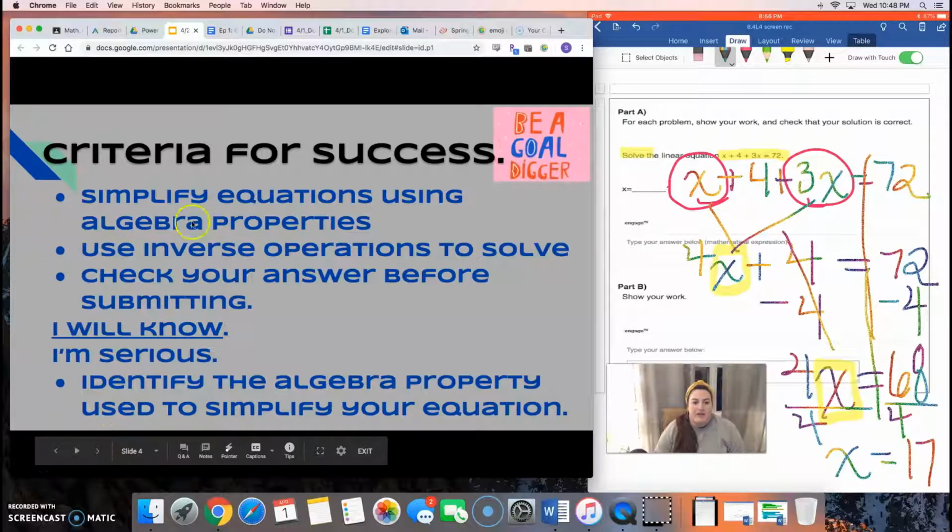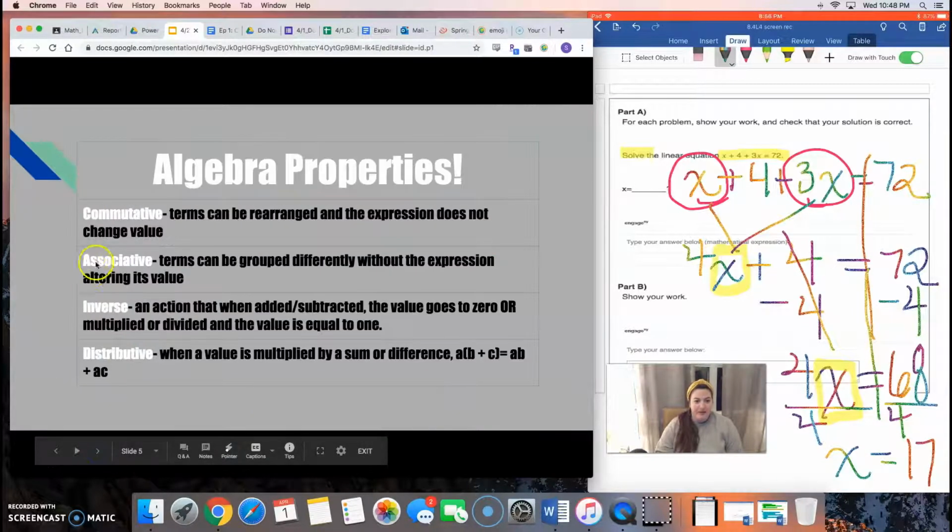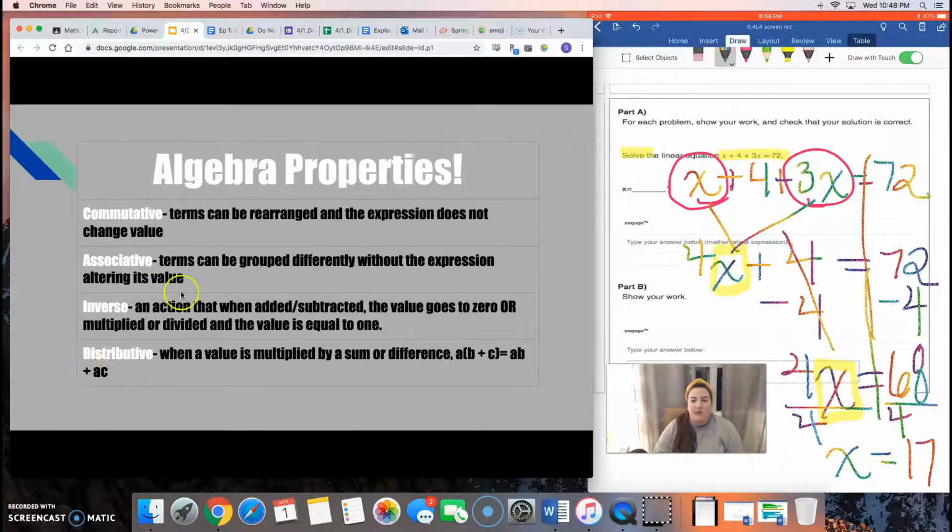So if you haven't done so already, maybe you're going to hit a quick pause and jot down this CFS so you know exactly what we're looking for when we're grading your work. And if you hit pause, welcome back. Let's take a quick review of our algebra properties, things you guys have been working with over the years. And let's just put a name to it if you don't recall the specific vocab terms.